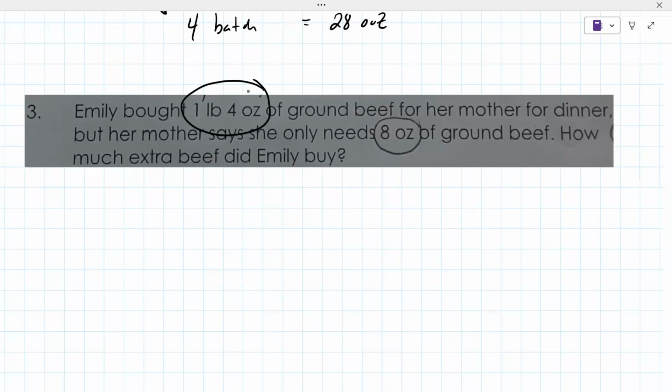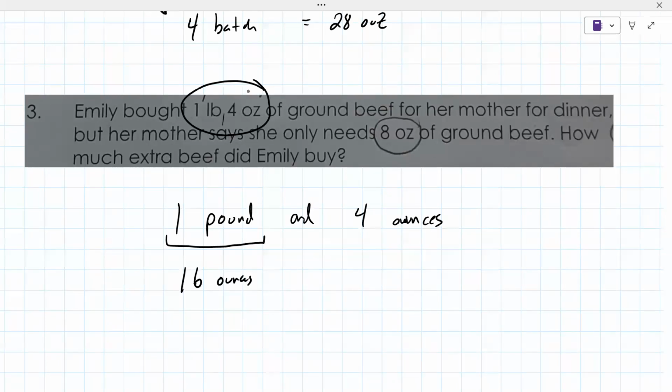Good. So Emily bought 1 pound and 4 ounces. It's not really written well, but it's 1 pound and 4 ounces. Okay. Do you remember from class how many ounces are in a pound? 16. Yeah, so it's really like 16 ounces plus 4 ounces. How many ounces is that total? 20 ounces. Good. Okay. So she bought 20 ounces.